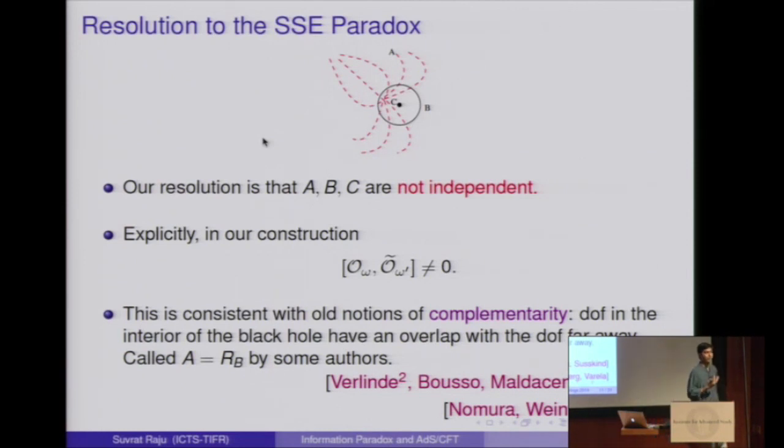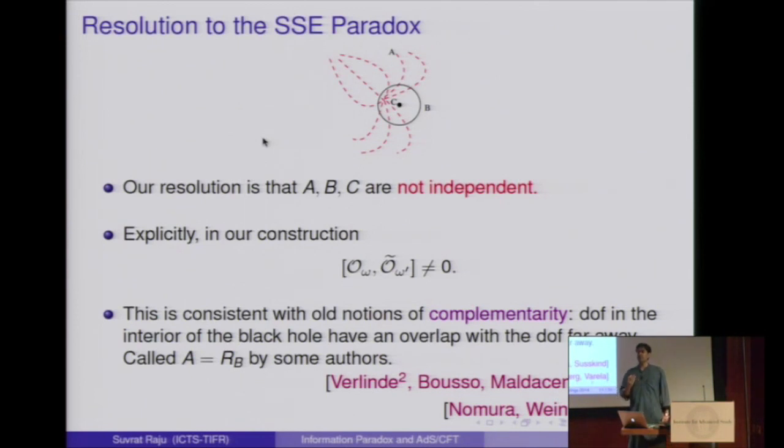realization of that resolution, which is that if you take these mirror operators and you construct them using the algorithm that I mentioned, and you work out the commutator of these operators O that describe the degrees of freedom outside with these operators O tilde that describe the degrees of freedom inside, that commutator is non-zero. And that's a statement of the fact that these degrees of freedom are not independent. It's a precise statement of the fact that these degrees of freedom are not independent.